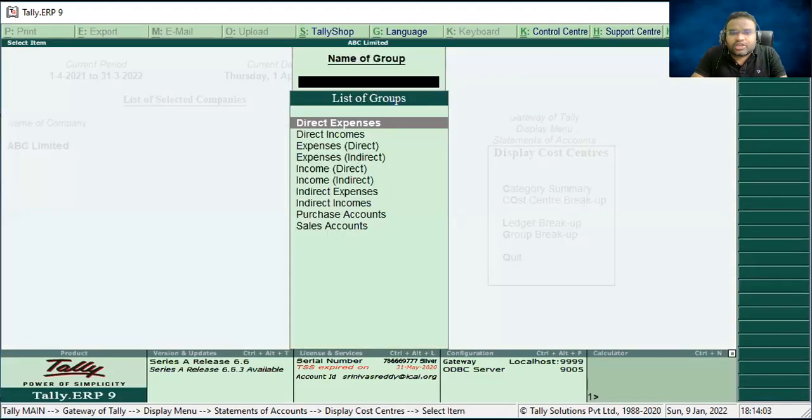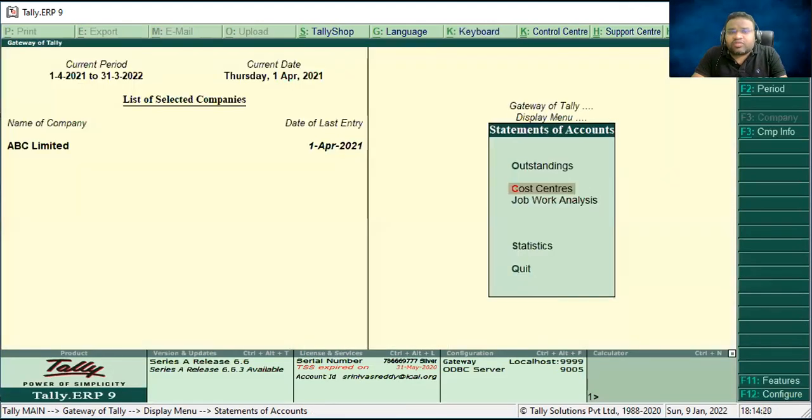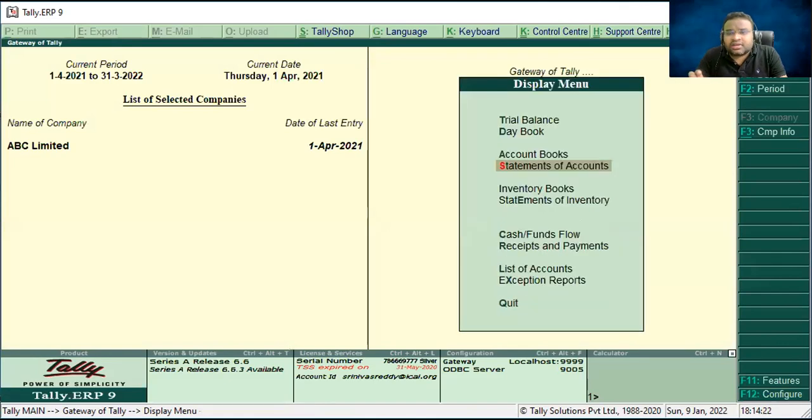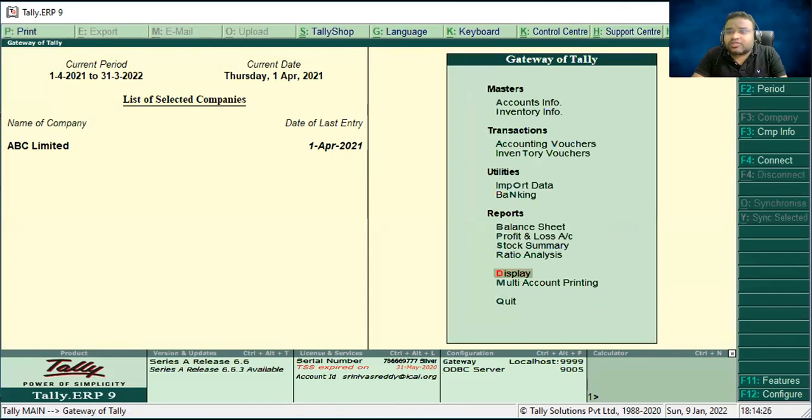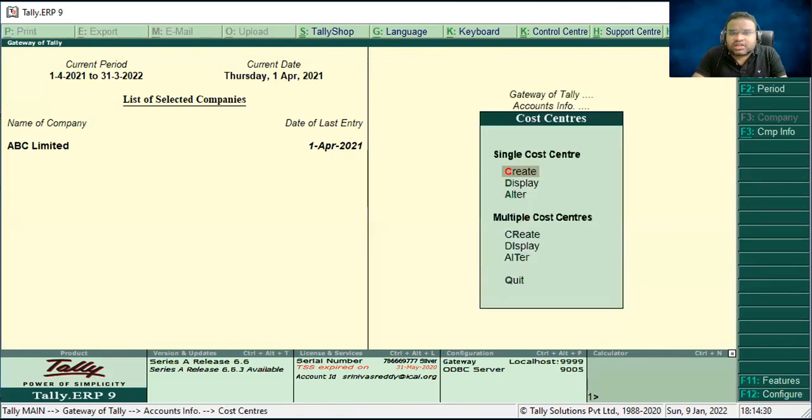If I want to go group-wise breakup, indirect expense is the group. So in indirect expense, because I don't have any direct expenses, all I kept under indirect expenses. So the comparison of each retail outlet is possible only when you make a cost center. Now, similarly, if you want to track the salaries and wages for each employee wise, create another cost center for a person. Accounts info, cost centers, create.